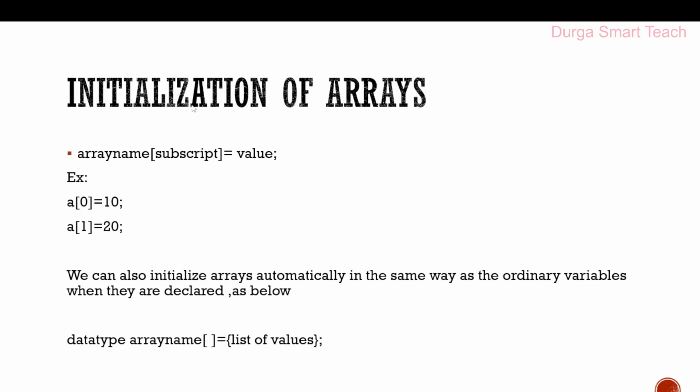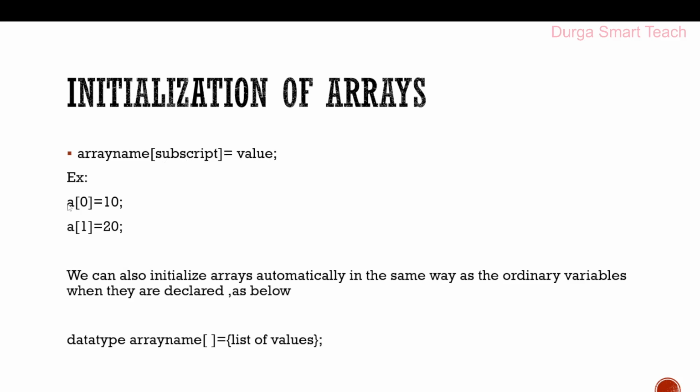The next one is initialization of array. We already declared the type of variable and we already assigned the memory locations. Next we need to store values into memory locations. This is known as initialization. The syntax is array name of subscript. Here you need to give the index value, whether you want to store the first value, second value, or third value. Subscript equals value.